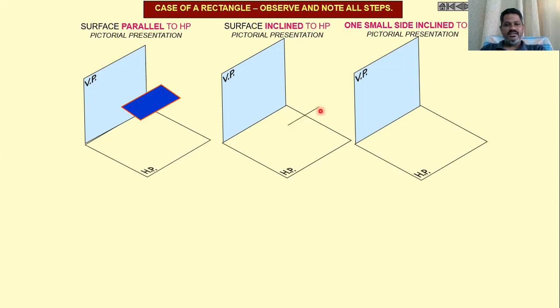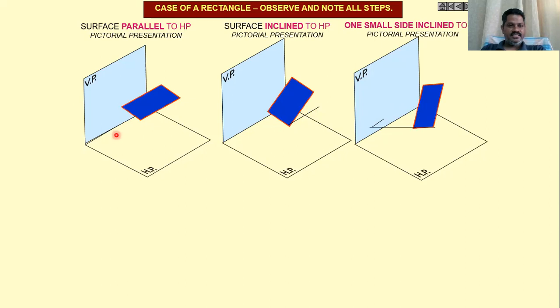This is exactly the horizontal, and with the horizontal, this plane is making some angle like this. Then one of the small edges of this rectangular plane is making some angle with the vertical plane like this. Okay, so these three cases we are going to come across in the coming problems. Now let us try to draw the projections in these three cases.